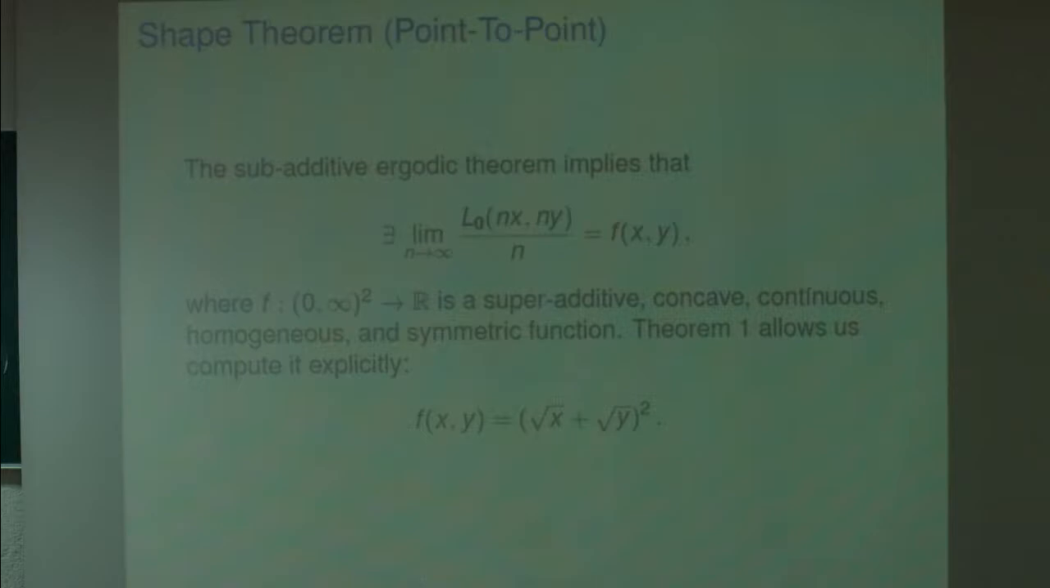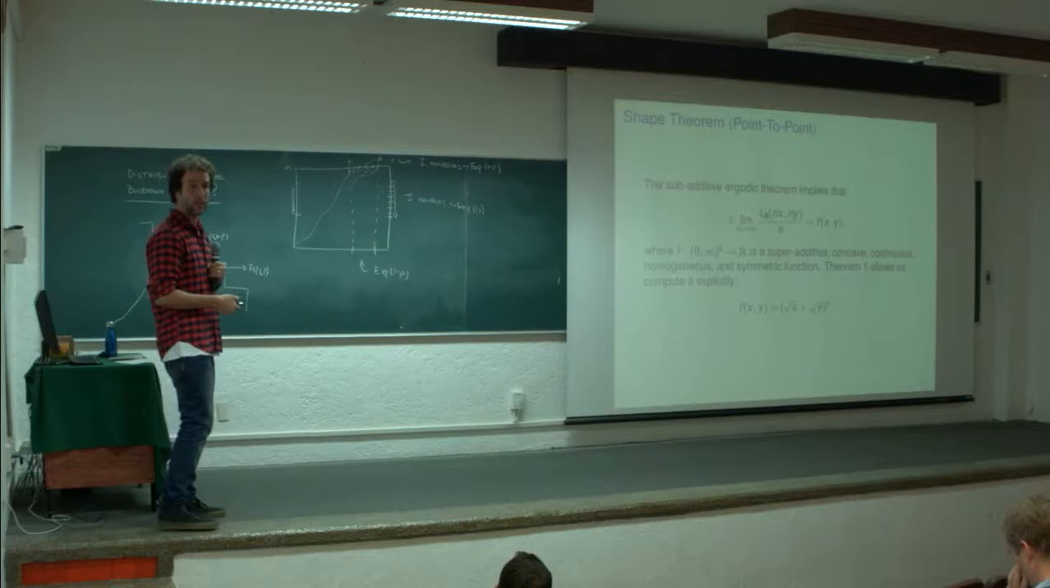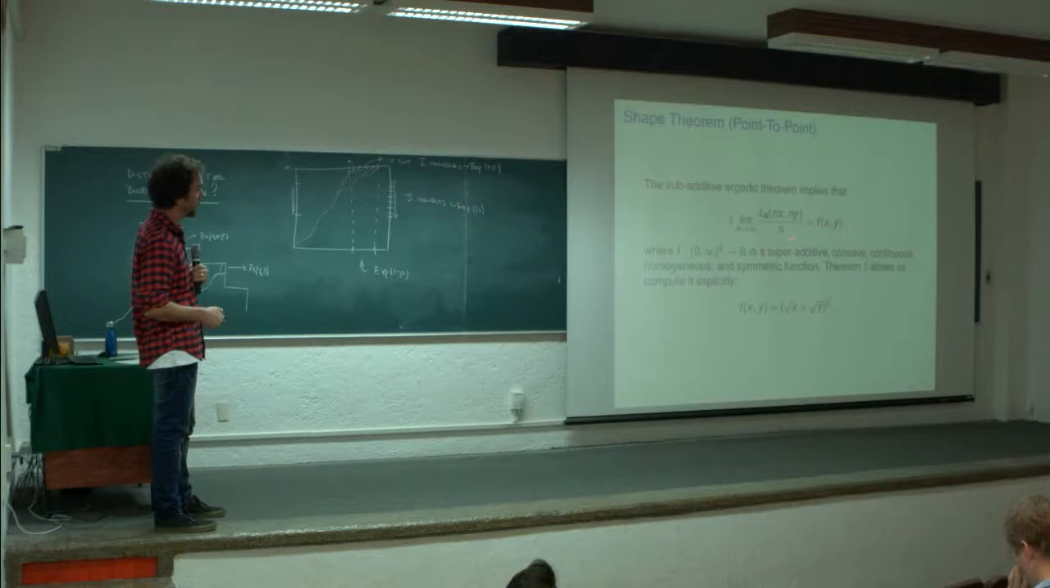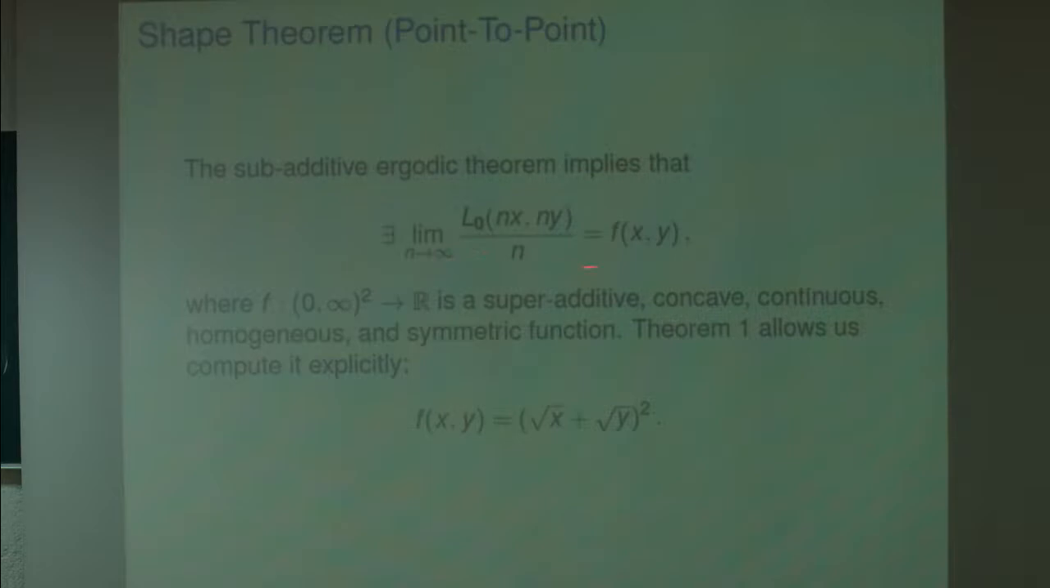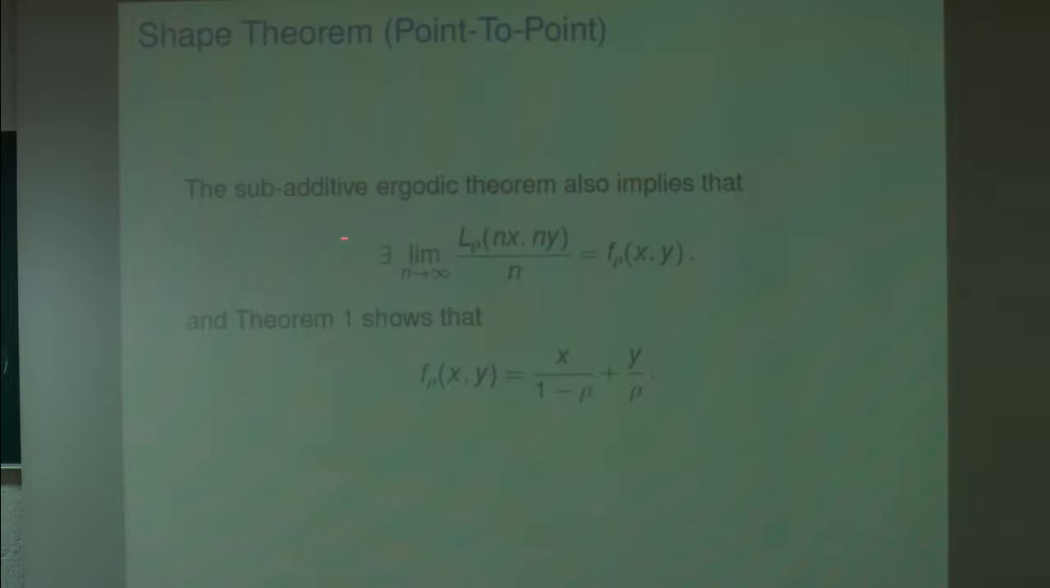One interesting application of this computation is how you can get the limit shape just by knowing the invariant measure. As I said before, you can use the subadditivity ergodic theorem to prove convergence of point-to-point last passage times to a deterministic function, which is superadditive, concave, continuous, homogeneous, and symmetric. I will explain how you can actually get that function in the exponential case. Before that, I will use the subadditivity ergodic theorem again for the model with the boundaries.